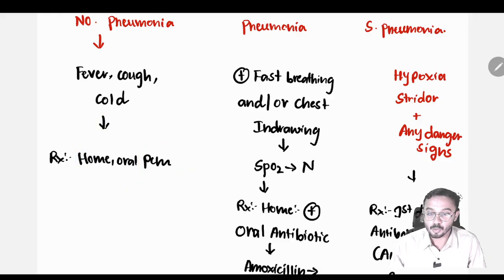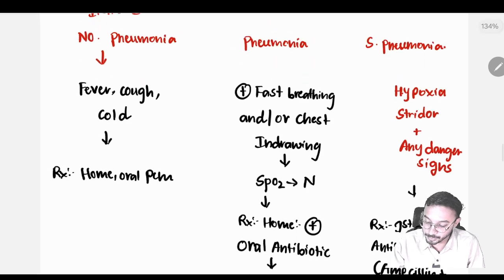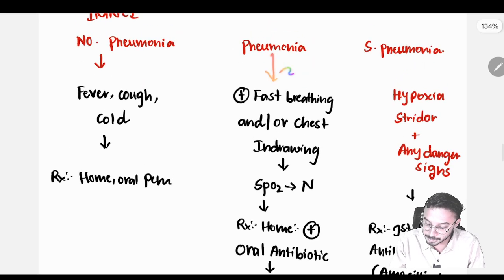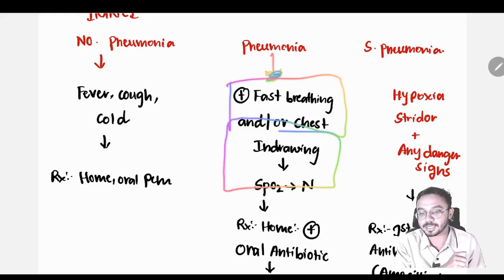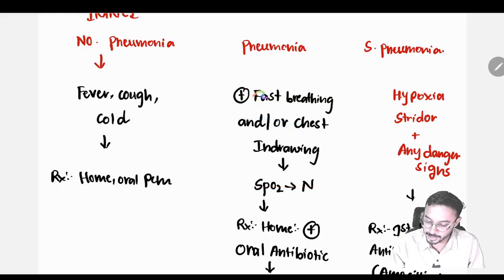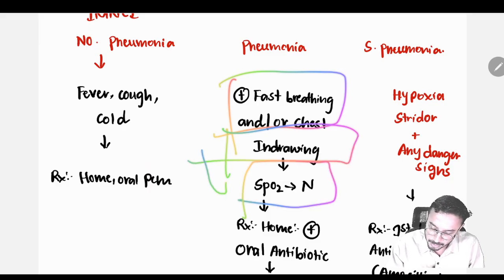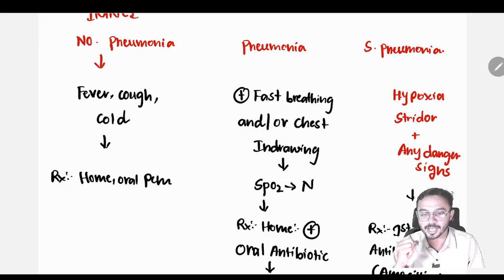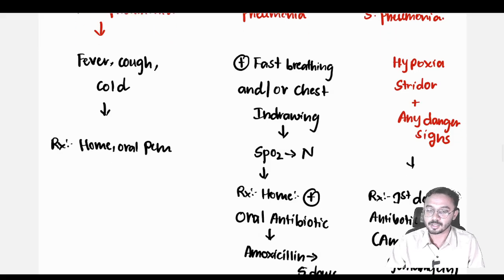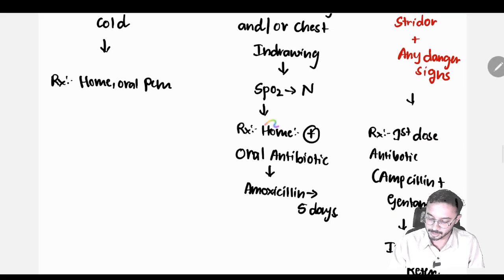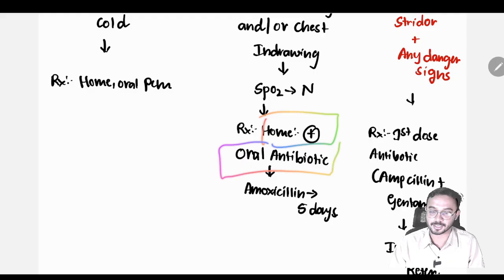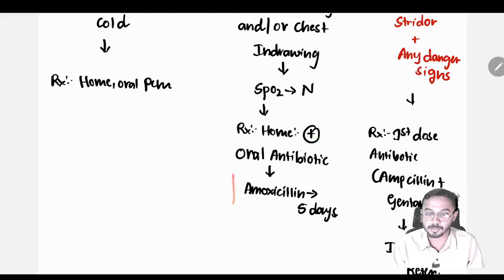And next, very important, how do you diagnose that the child has pneumonia? By fast breathing or by chest indrawing. Look at this: fast breathing is present, chest indrawing is present, but SpO2 is normal. If you see these words, fast breathing or chest indrawing, go for pneumonia. Okay. And how do you treat? Home based, with oral antibiotics. What kind of antibiotic are you going to give? Amoxicillin, for how many days?